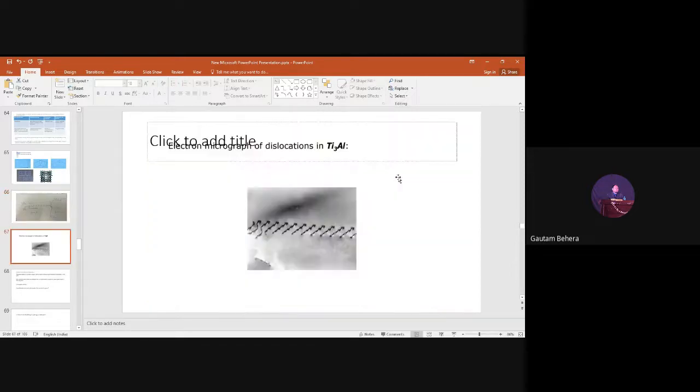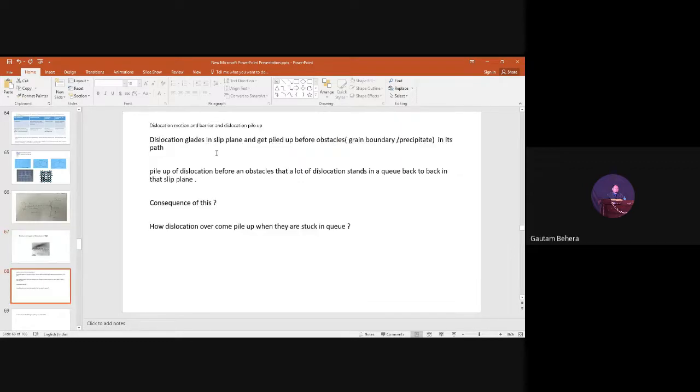Let me show you a real image. This is a transmission electron micrograph. Because, you understand, we can see dislocations under a transmission electron microscope because of its high resolution power. So you can see, what are these? These are again dislocations moving or gliding in this plane. And suppose this is a grain boundary, they get piled up here along the grain boundaries. Okay, here everything is written. Dislocation gliding in a slip plane, already everything is written. Consequence is already written. Already I told you.